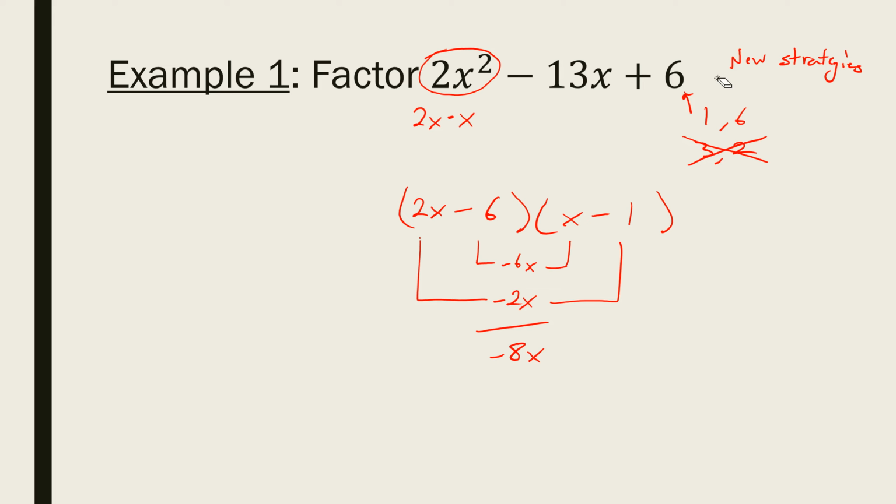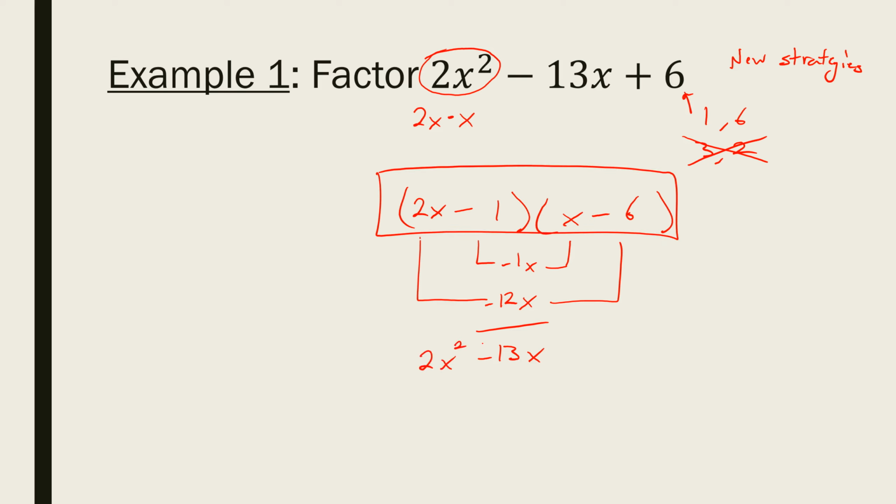So the only other option, this had better be the right one, is if I switch the location of the 6 and the 1. So let's see, now on the outside, I didn't actually switch the location. Let's put the 6 here and the 1 here. Okay, so now on the inside I have negative 1x, and on the outsides I have negative 12x. Okay, these add to negative 13x. So this is the winning option because this whole thing foils to 2x squared minus 16x plus 6.